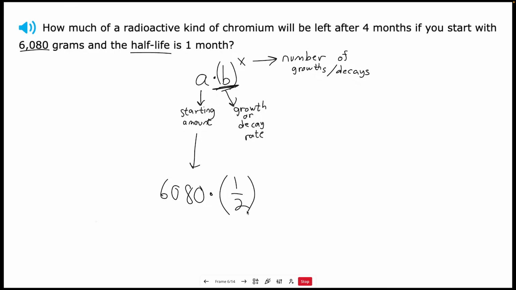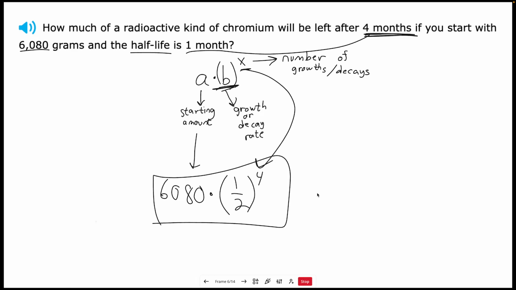Close the parentheses. And then the x, the number in the exponent spot, is how many times do we grow or decay? In this case, we're decaying. Well, we decayed 4 times, right? Because it's every month. 1 month for 4 months, so 4 times. All right, and this, if you plug this into a calculator, will give you the same exact answer. Okay, so this is a formula way of doing it to where you don't have to repeat that process of dividing by 2, dividing by 2, dividing by 2.